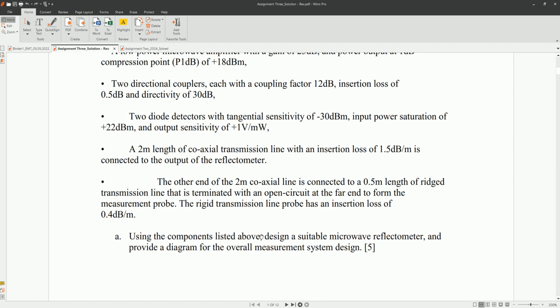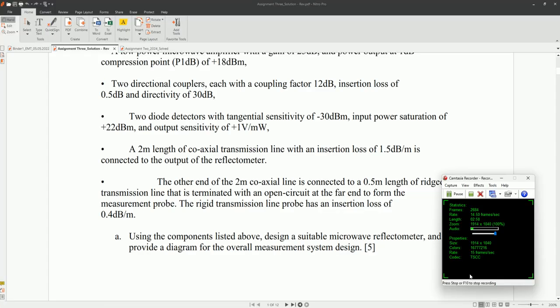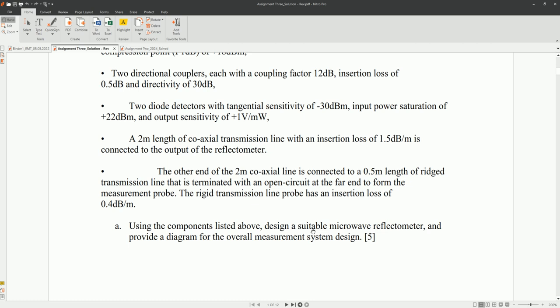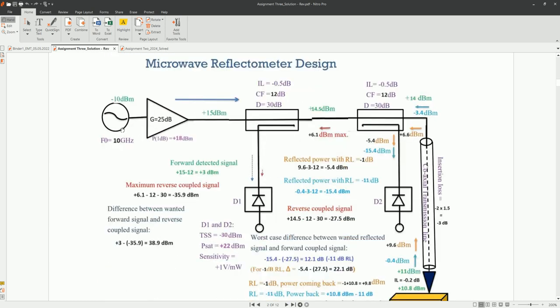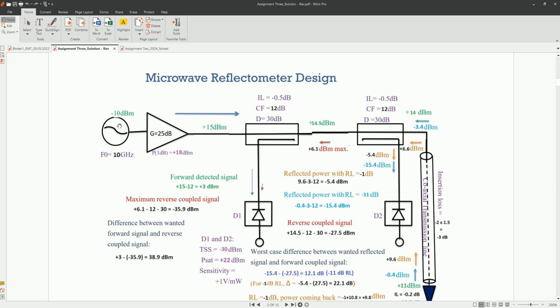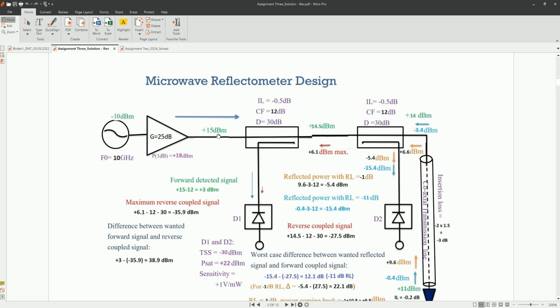So using the components listed above, design a suitable microwave reflectometer and provide a diagram for the overall measurement system design. This will be the diagram here. This is your source, 10 GHz and -10 dBm. This is your amplifier. In dBs we simply add these, so -10 plus 25, we will be getting plus 15 dBm here, right?